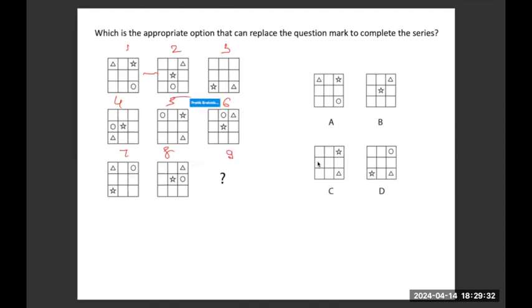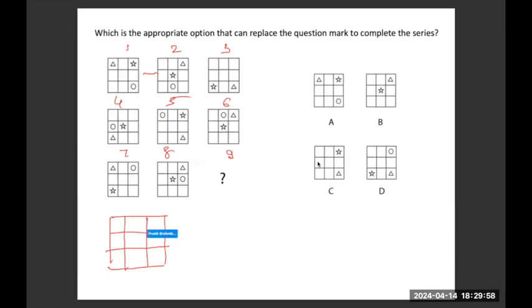So in this case, there's some sequence that is getting followed. I'll first try to decode this. Now, if I observe the options carefully, what I find is circle is happening in some, but it's not happening in other equations. So I'll say that, okay, let's not take the circle first. Let's take either the star or the triangle first. So I'm looking at star and how it is moving.